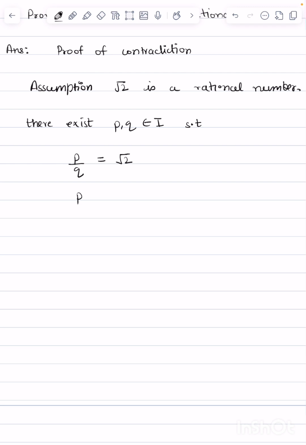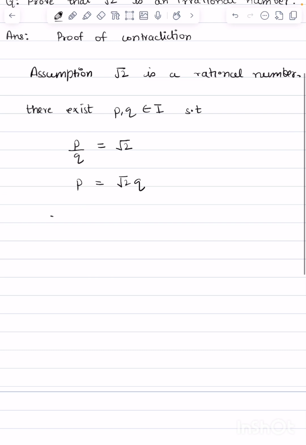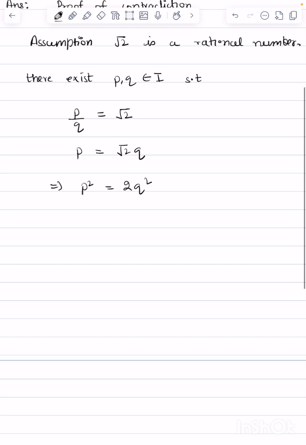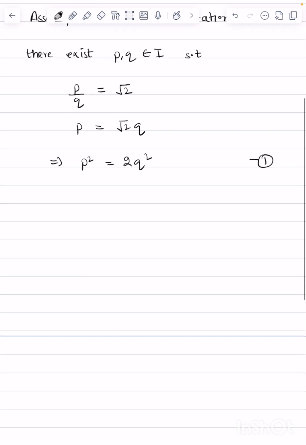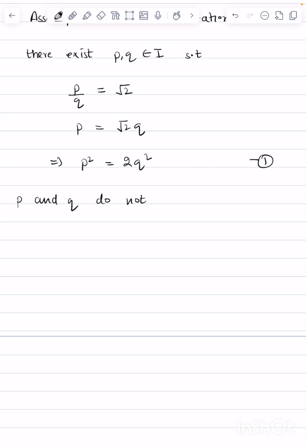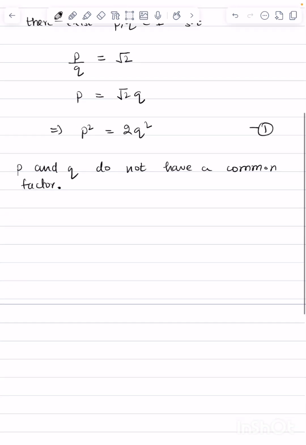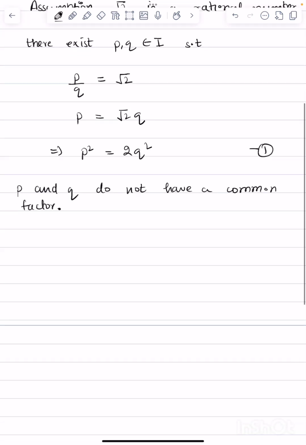This can also be written as p equals root 2 times q, which can also be written as p square equals 2q square. Let this be our equation number 1. Here we are also assuming that p and q do not have a common factor. What this means is that p and q are written in their smallest possible form. You will understand why we are doing this in the coming proof.